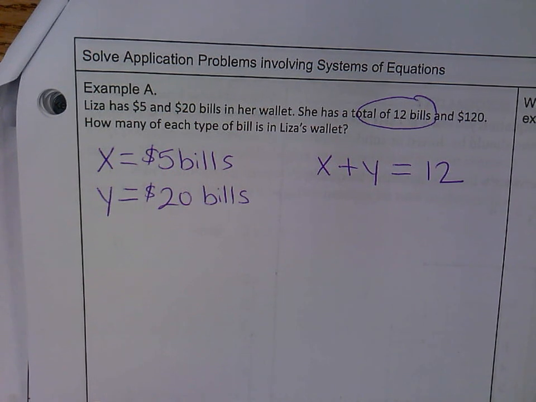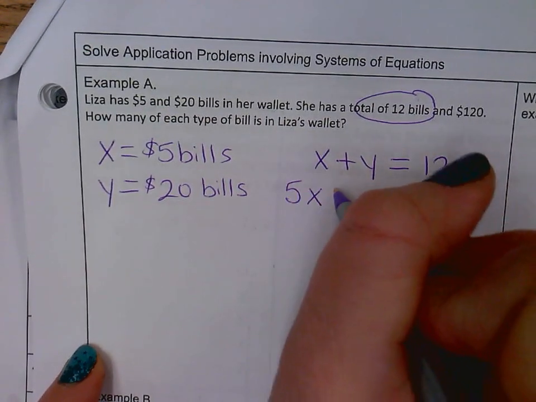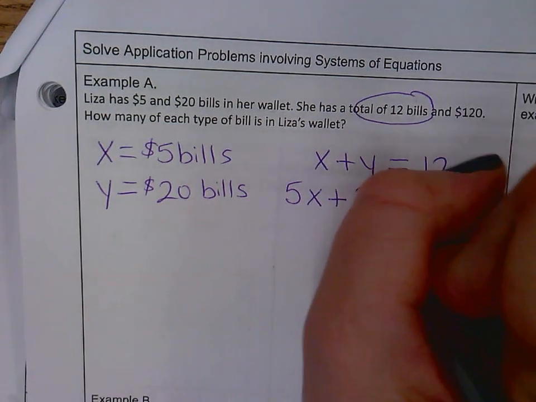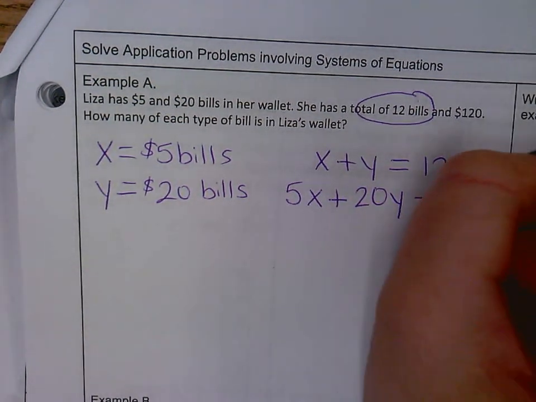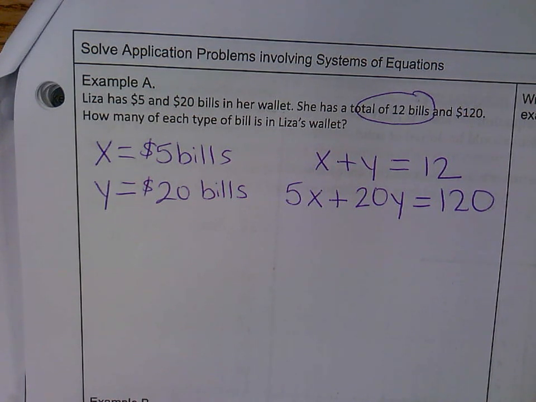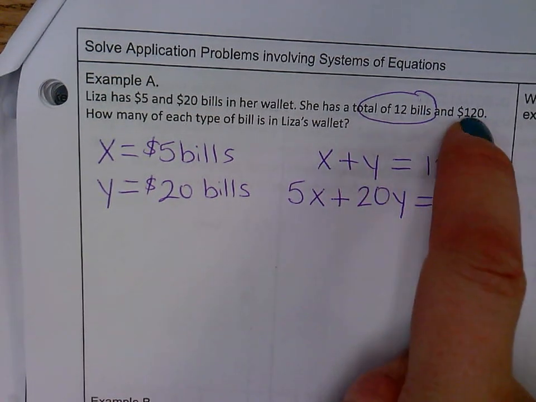All right, now I need a money equation. How much is each X worth? Each X is worth $5. How much is each Y worth? Each Y is worth $20, and if I add it all up, I have 120 total dollars. You'll see a lot of examples that are this exact setup. So there's one, how many things do you have, and what is your total cost or value?